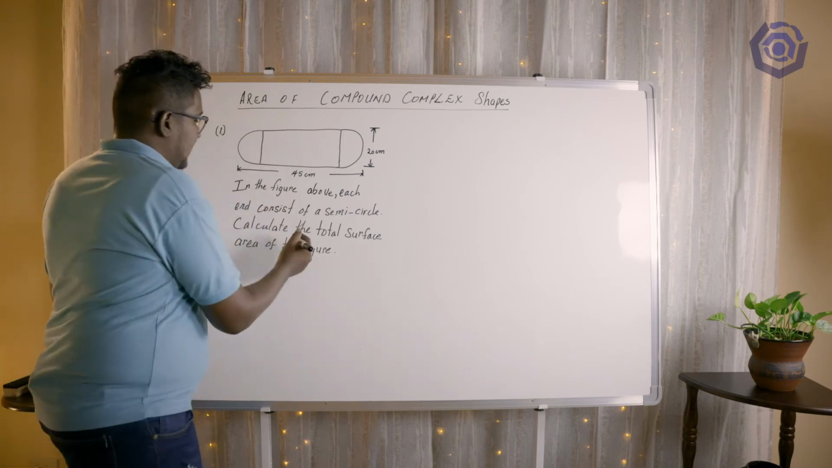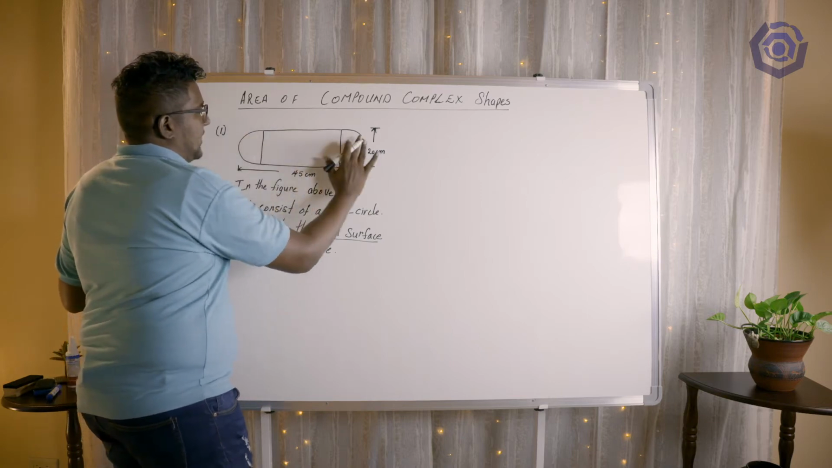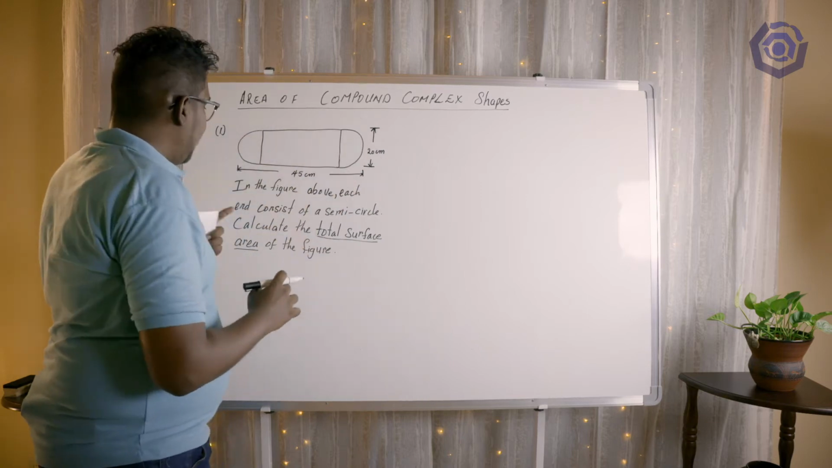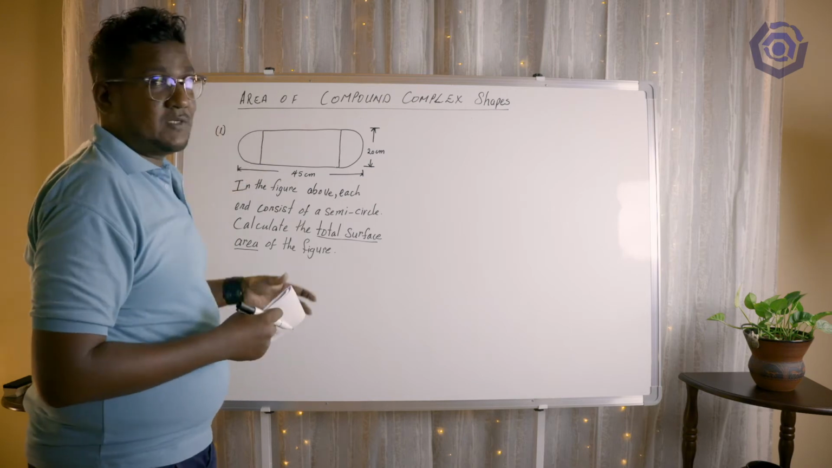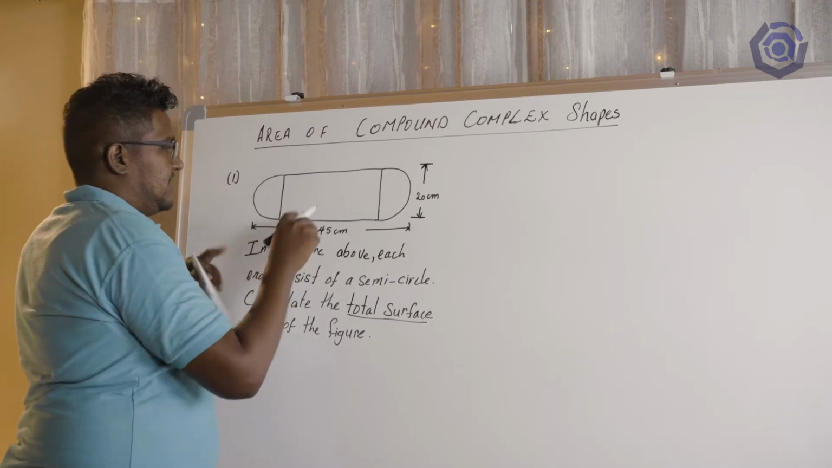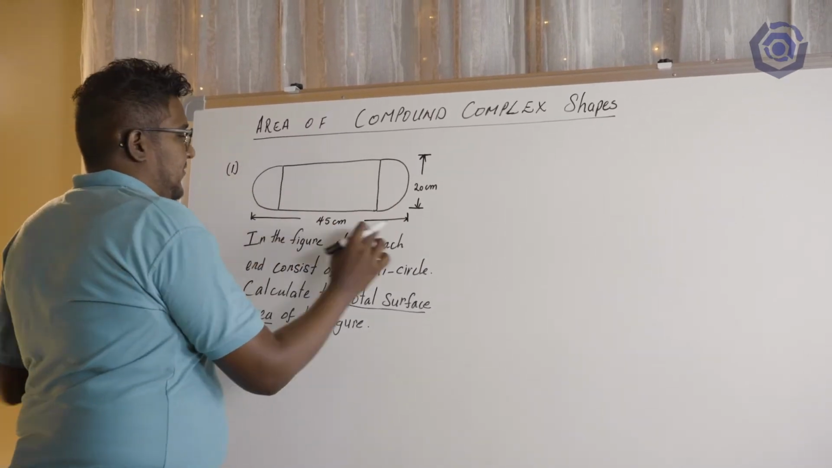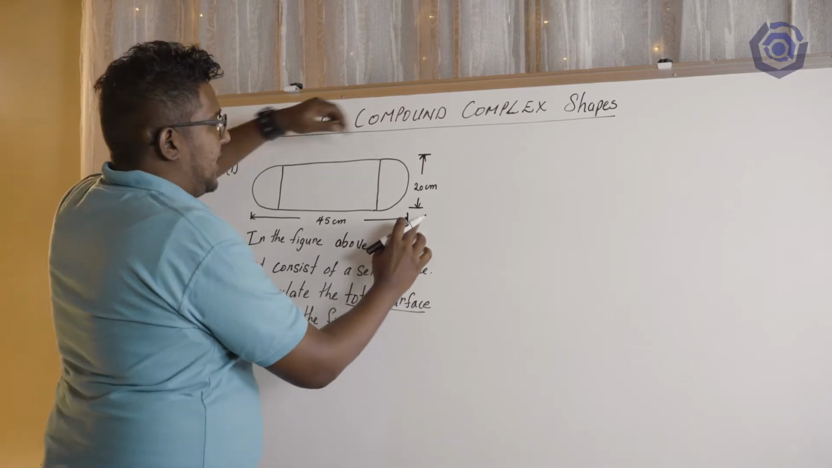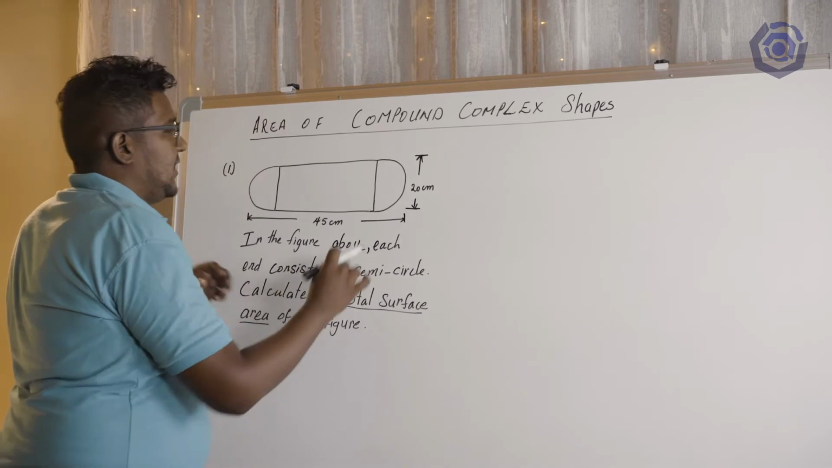So this one, they want to calculate the total surface area. That is the whole area of this entire shape. But before we go into calculating anything, we have to find our missing measurements as usual. So they give us the entire length of this rectangle plus the 2 semicircles is 45 centimeters. And they give us the height as being 20 centimeters.